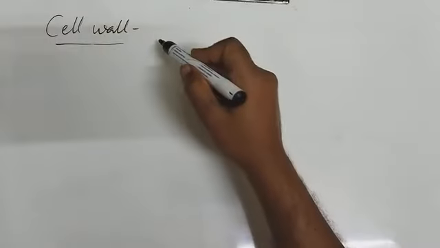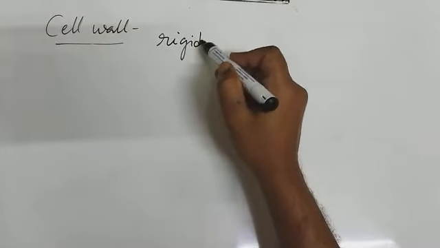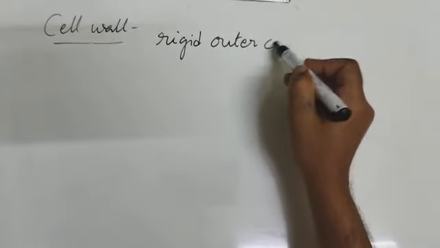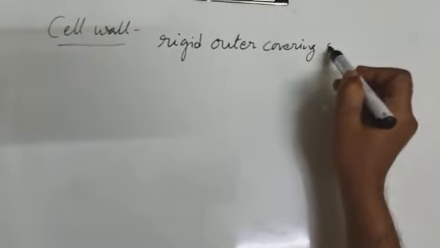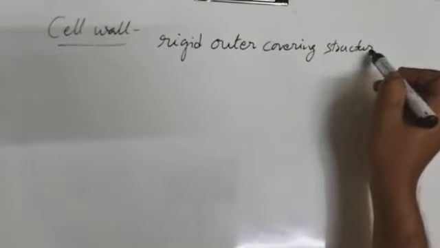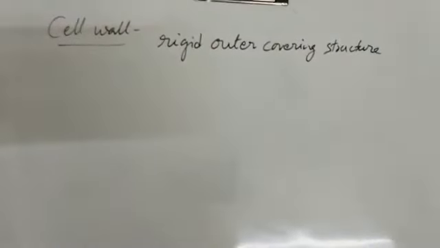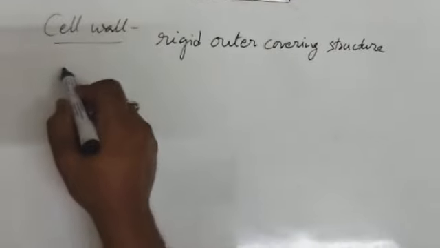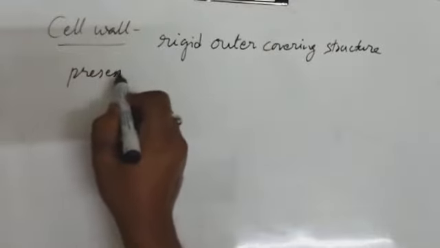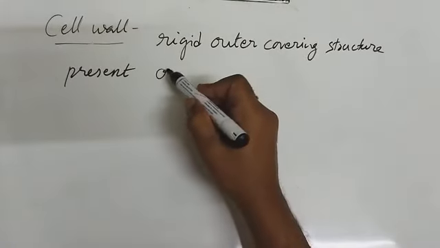The plant cell wall is an outer rigid covering structure, in addition to the plasma membrane. So, where is it present? Inside the plasma membrane or outside the plasma membrane? The cell wall is present outside the plasma membrane.